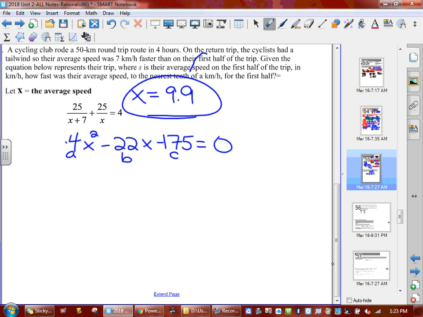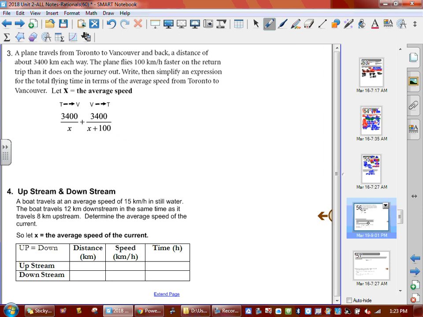Toronto to Vancouver. The flight Toronto to Vancouver. So on this one, same idea. All they want is an expression. There is no equal sign on this. So all they want is you to create a common denominator, which you have to keep. Okay? So on this question, what would be our common denominator on that one?